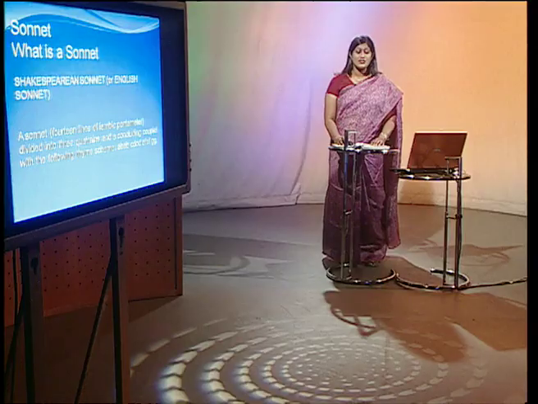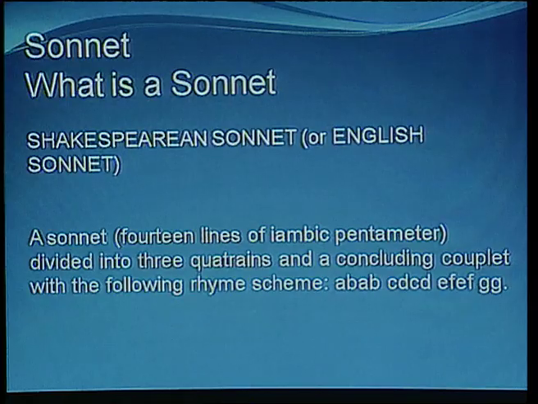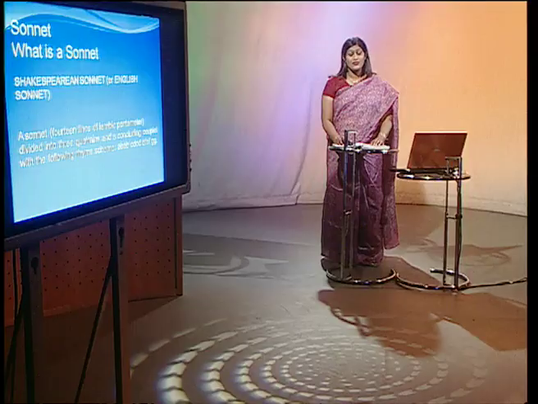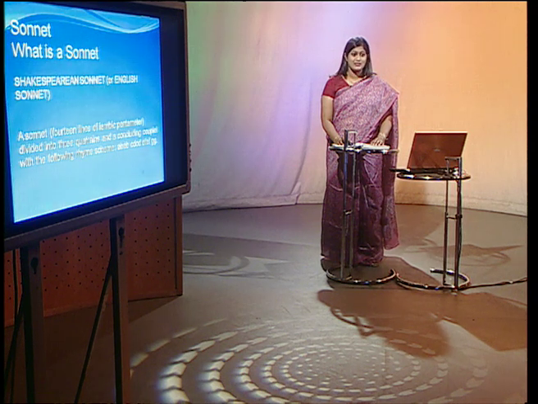This poem is a sonnet. Let us first look into what a sonnet is. We have two different types of sonnets. The first one is the Shakespearean sonnet or the English sonnet. It is composed of 14 lines, divided into 3 quatrains and a concluding couplet, with the following rhyme scheme: A, B, A, B, C, D, C, D, E, F, E, F, and G, G. A quatrain is composed of 4 lines, while a couplet is made up of 2 lines.